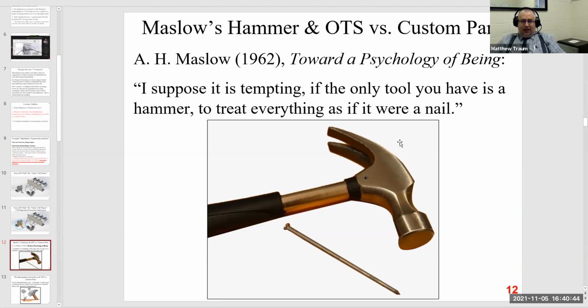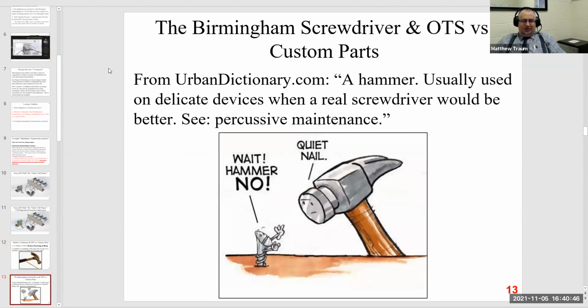So another way of thinking about this is the Birmingham screwdriver. So urbandictionary.com defines a Birmingham screwdriver as a hammer, right? Usually used on delicate devices when a real screwdriver would be better. And then they say C, percussive maintenance. And so I've got this little funny cartoon here where you've got what's clearly a threaded screw pleading for his life, saying, wait, hammer, no. And then the hammer is saying, quiet, nail, right? And you see what's going to happen, which is this hammer is going to try to pound this threaded screw into the underlying surface, right?